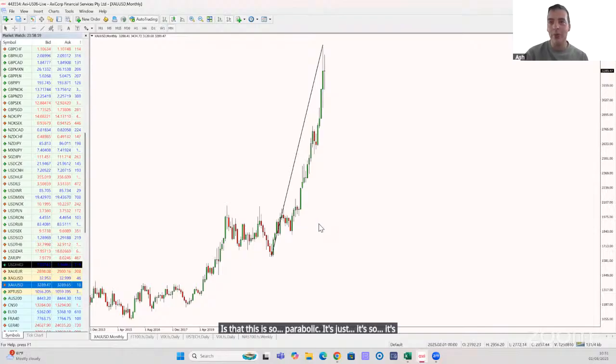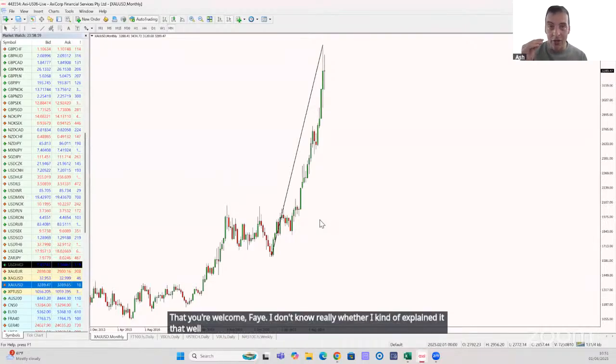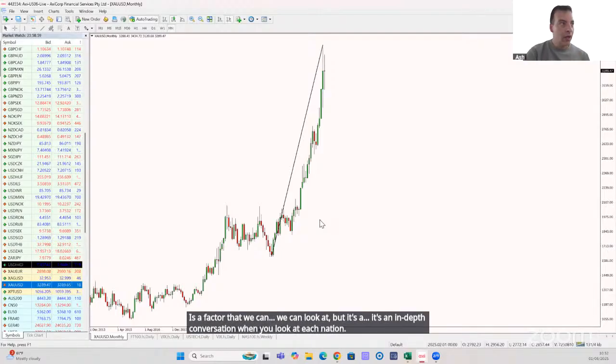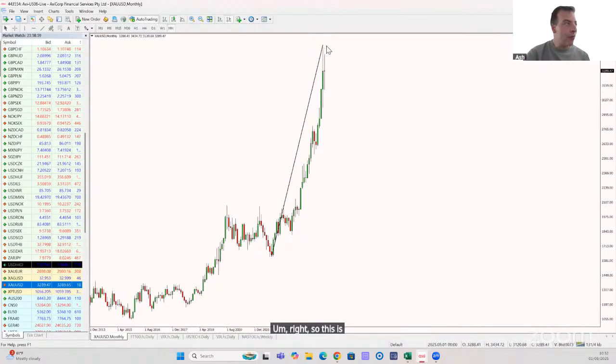It's so steep that... you're welcome, Faye. I don't know really whether I explained it that well, and the only reason it's difficult is that it's actually quite an in-depth conversation we'd need to have about differentials. The reason I mention it is because we've got an interest rate decision this week, and it is a factor that we can look at, but it's an in-depth conversation when you look at each nation. Right, so this is the parabolic move to the upside.